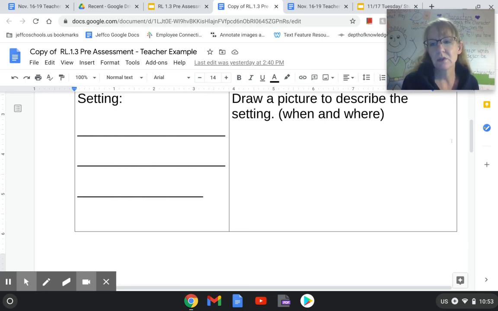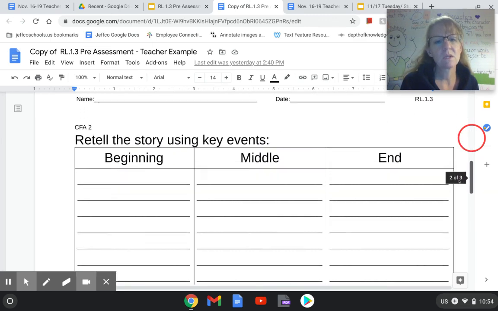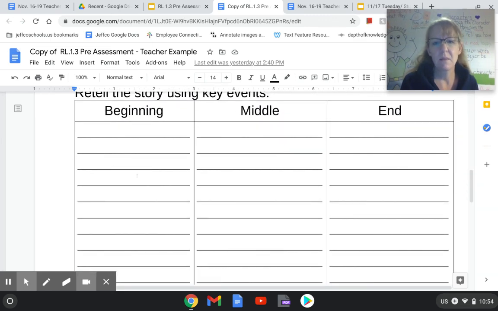And then your picture, you do a quick sketch to match your writing. Then those key events that happen in the beginning, in the middle, and in the end. Remember, in the beginning, it talks about the characters and the setting. In the middle, kind of that problem. And then the end, how was it solved?